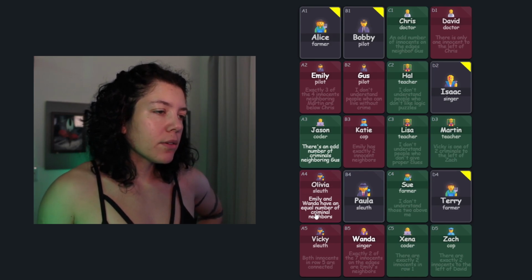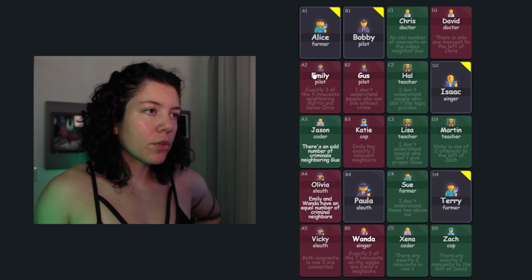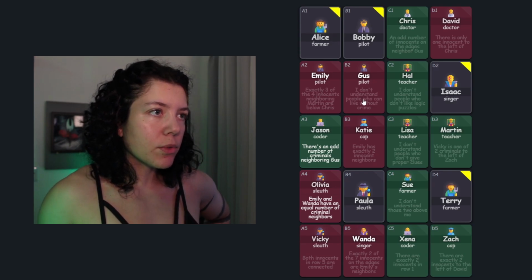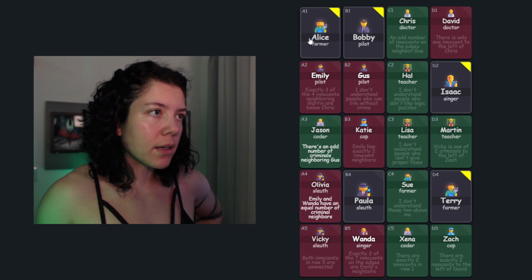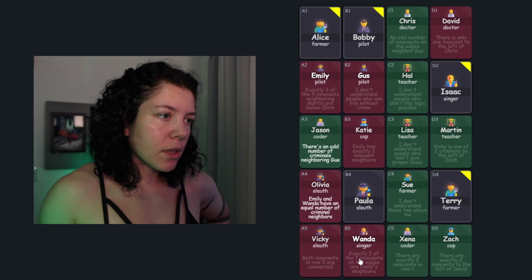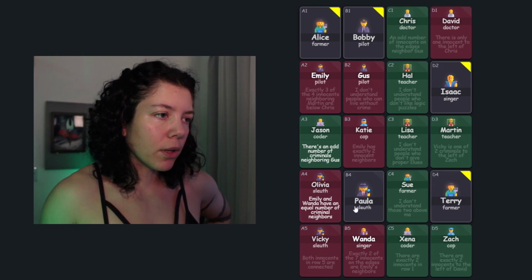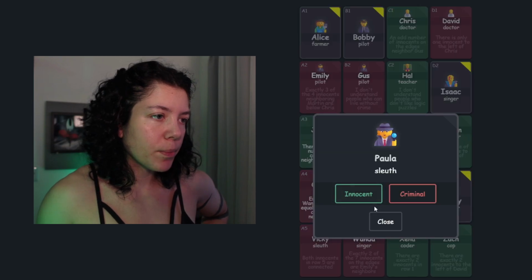Now Olivia tells us that Emily and Wanda have an equal number of criminal neighbors. We know the total of Emily's criminal neighbors, which is 3, Katie, Gus, and either Alice or Bobby. So Wanda has to have 3 criminal neighbors, and the only neighbor left of hers is Paula, so she has to be a criminal.